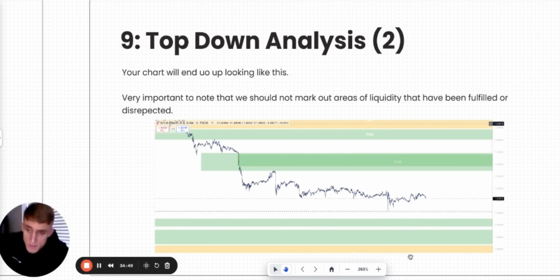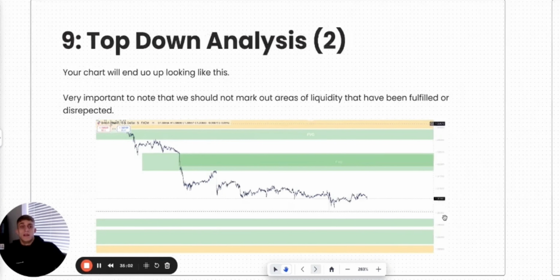This is something that literally anyone can do. It's not difficult at all. It's marking out any areas of liquidity and then coming down the lower time frames and saying, right, has it hit an internal or external range of liquidity? If it's external, it's going to internal. If it's internal, it's going to external. Simple as that, not complex whatsoever.